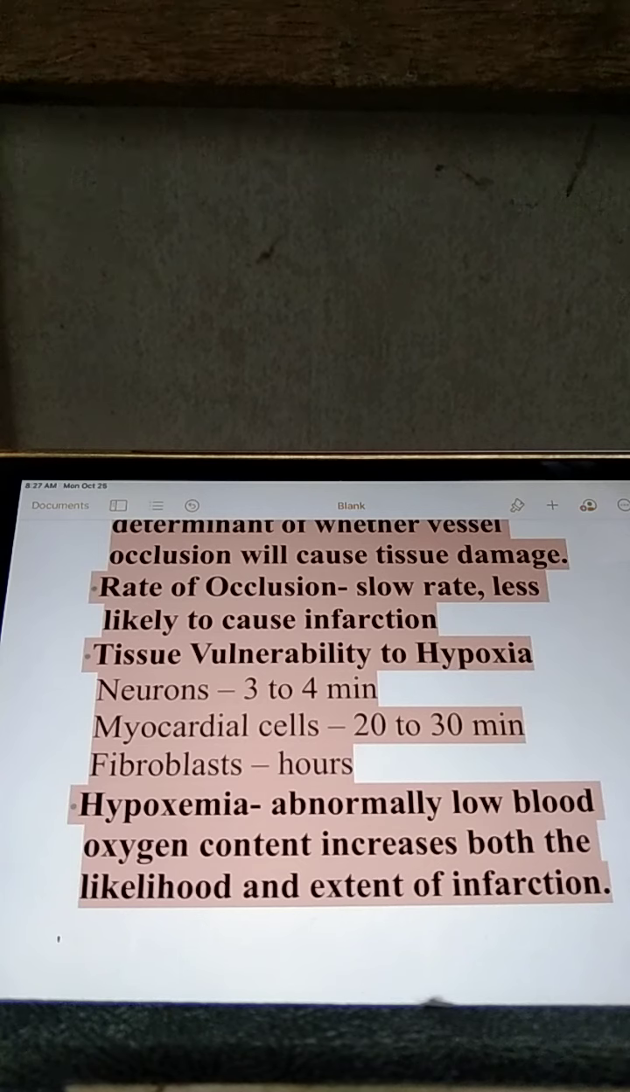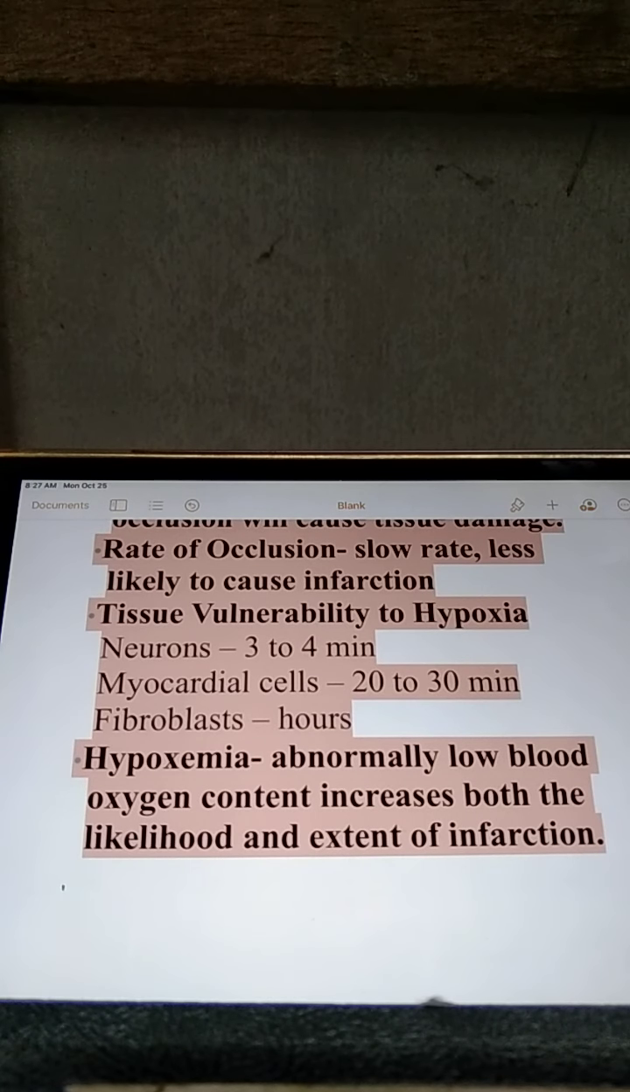Tissue vulnerability to hypoxia. Neurons, 3 to 4 minutes. Neurons undergo irreversible damage when deprived of their blood supply for only 3 to 4 minutes.